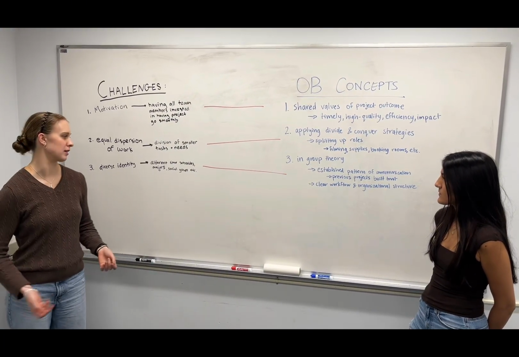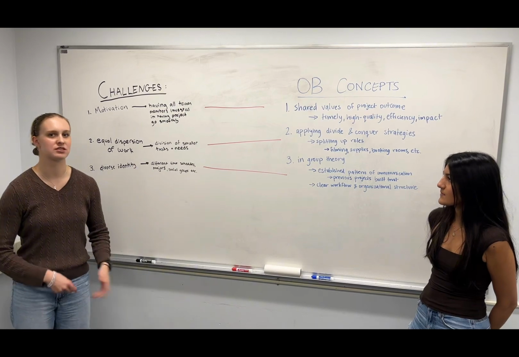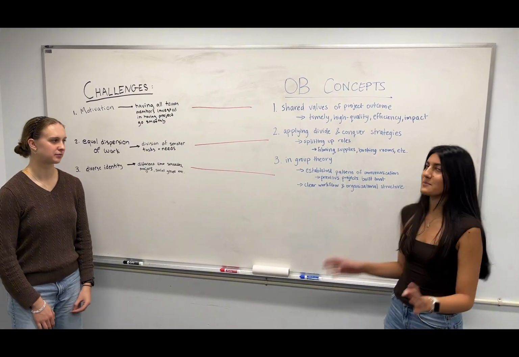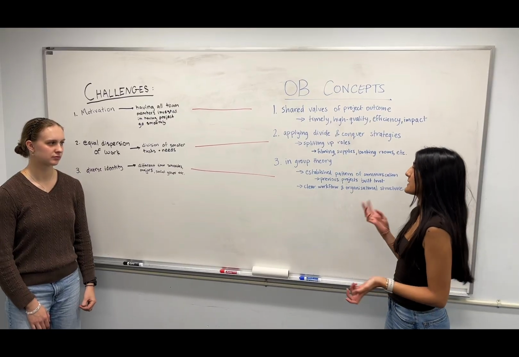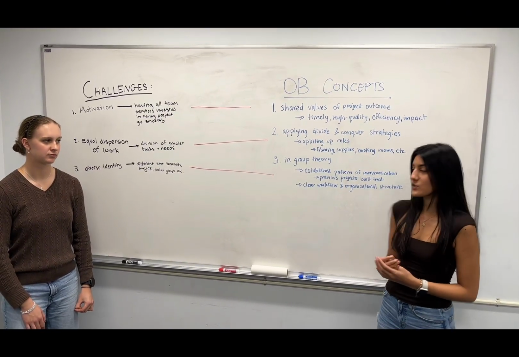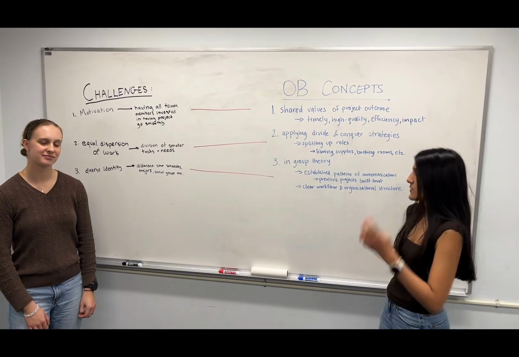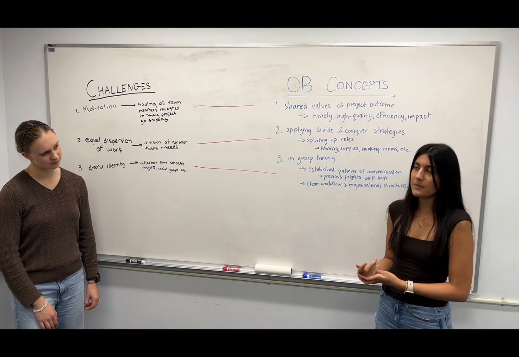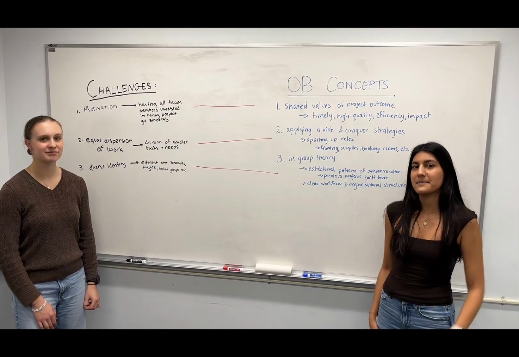And the final challenge that we identified was the concept of diverse identity. Essentially, all of us are coming from different time schedules, different majors. We'd never met each other before this class, etc. And the OB concept we used for that was in-group theory. We established patterns of communication. In previous projects, we had built that trust already with each other. And we also made a clear workflow and organizational structure on where we're gonna make the cards, get them delivered, and things like that.